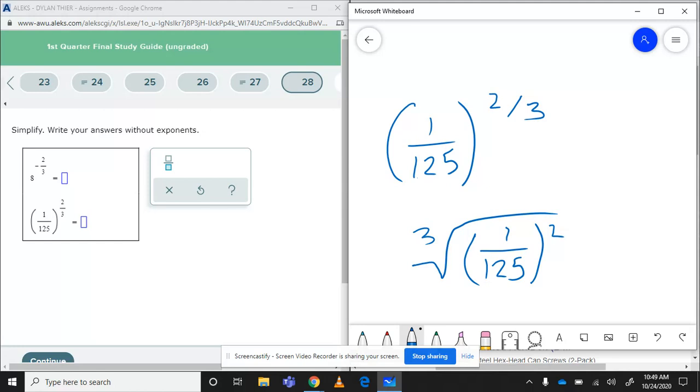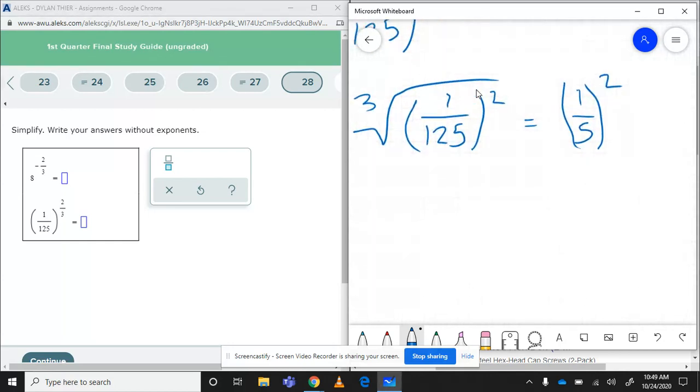Okay, so we can do this in any order we want. So we don't need to square it first. We should be able to find the cube root first. So the cube root of 1 over 125 would be 1 over 5. And then that will be squared. So we will end up with 1 over 25 for our final answer.